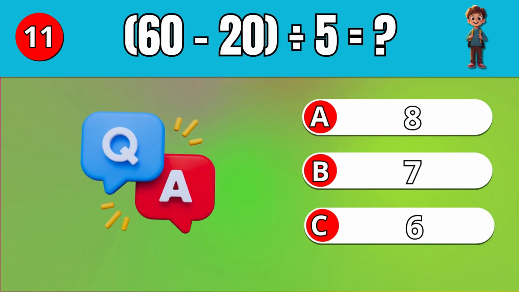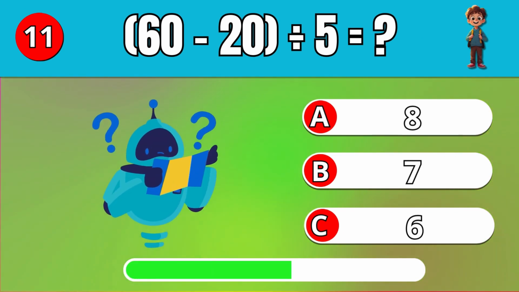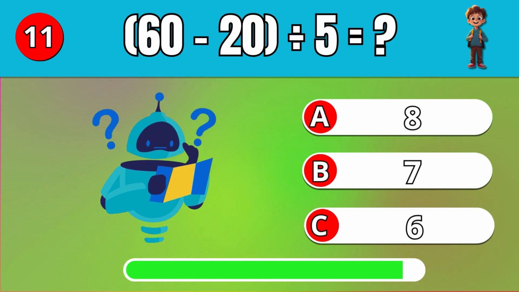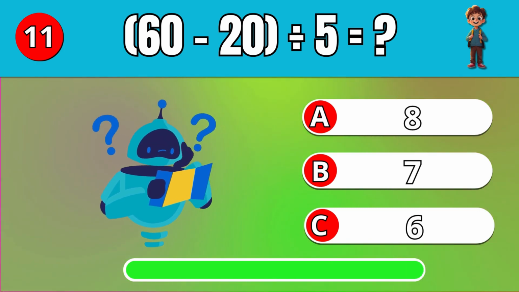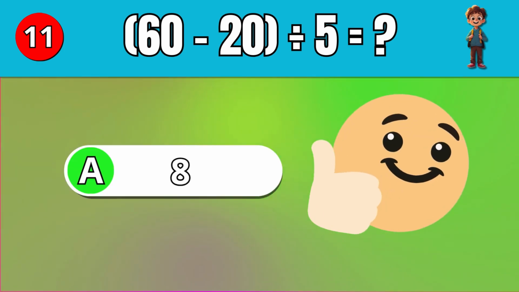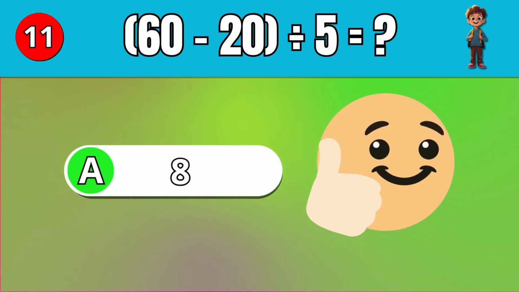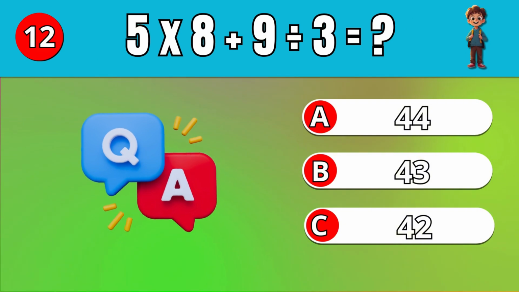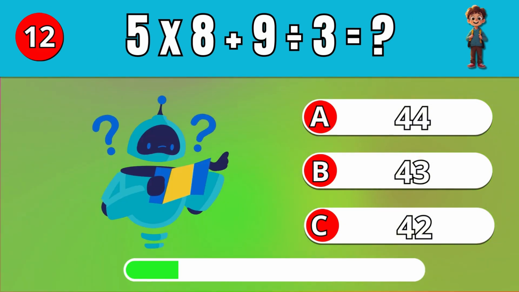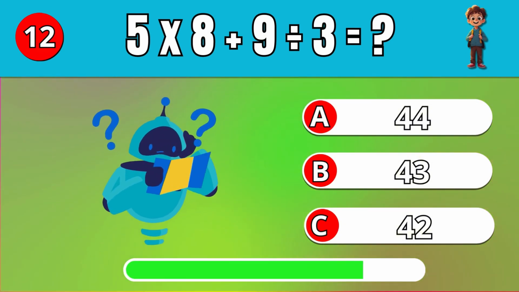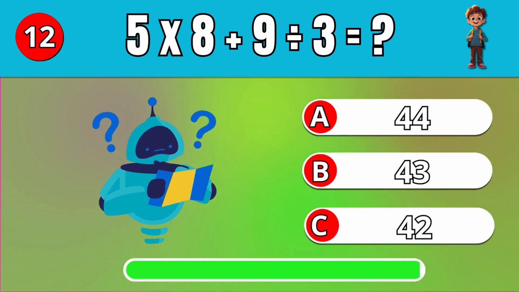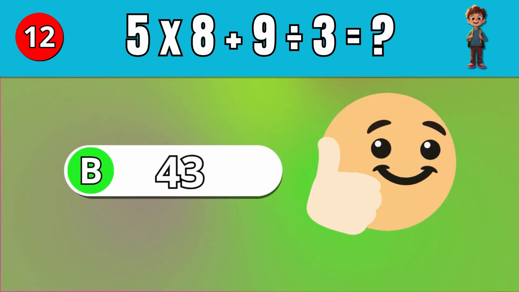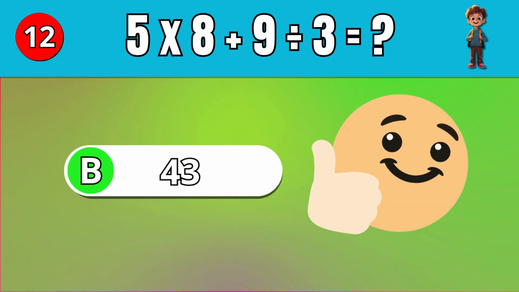What is 60 minus 20 divided by 5? B, 8. What is 5 times 8 plus 9 divided by 3? B, 43.